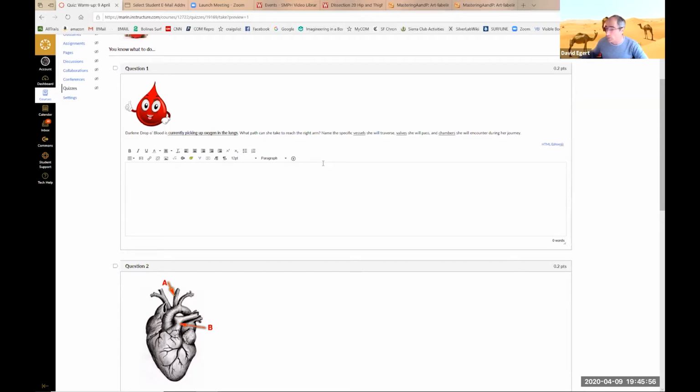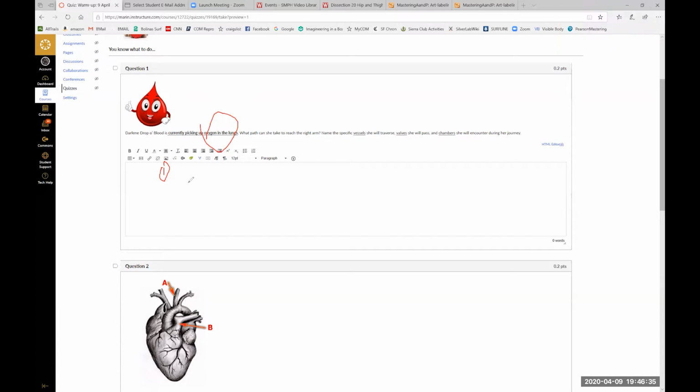And you have to come up with both the vessels as well as if it's going through the heart, different chambers or going past valves, which valves are going by. So for little Darlene the blood drop, we have her starting in the lungs. So this is the starting point. And so there's going to be a few different steps here. What's going to be the first thing she's going to have to do? Because she ultimately wants to go to the arm. So how is she going to get to the arm if she's in the lungs right now?